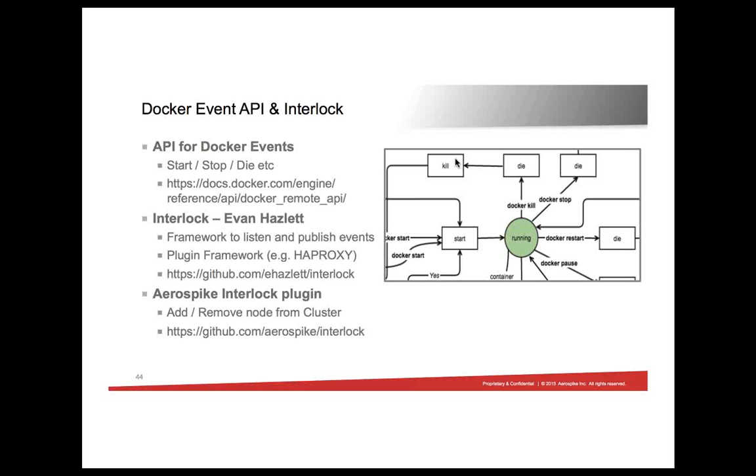What Aerospike released a few months ago was our own plugin that would essentially listen for those same events and then add and remove nodes automatically to the Aerospike cluster. And so this is how we managed to add in those additional containers. We simply started those containers up, and they automatically self-formed into this cluster. So we're using a combination of the event APIs, Interlock, and our own plugin in order to make the scale up and scale down transparent to the operations side.